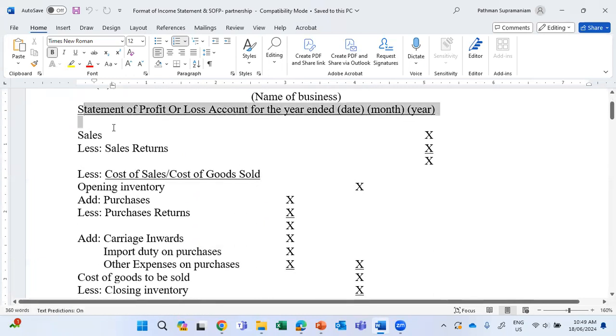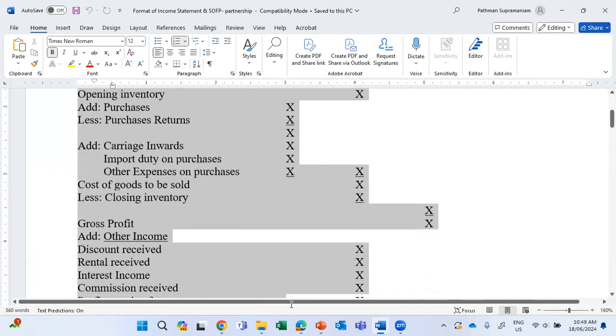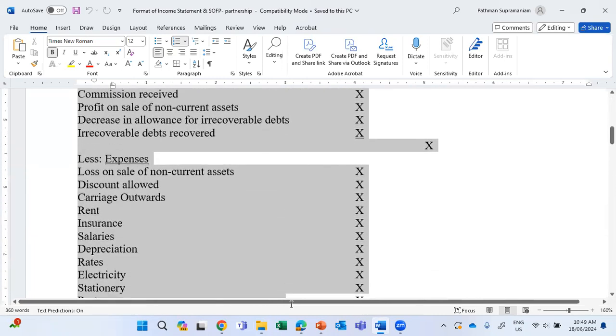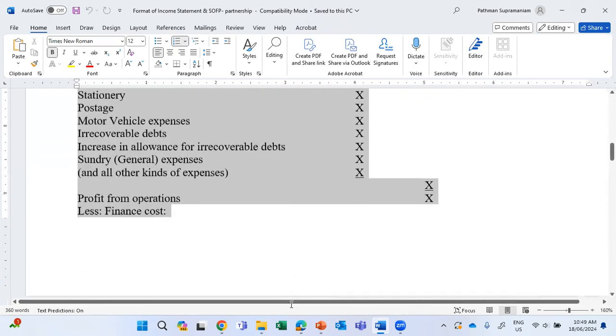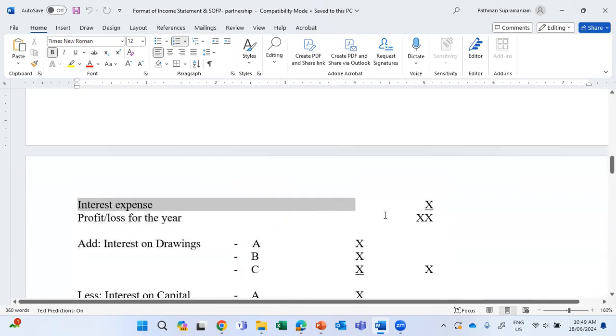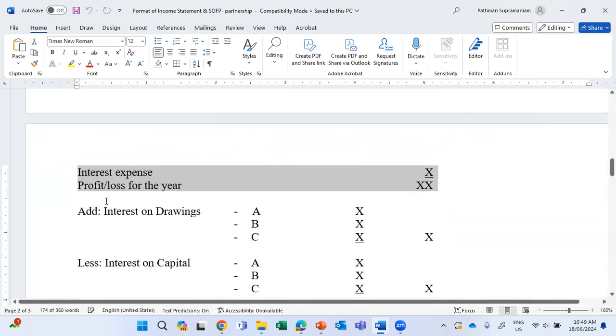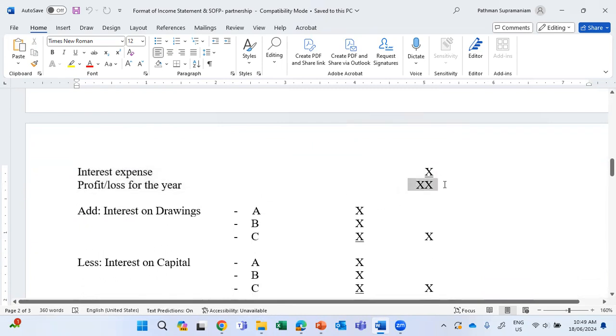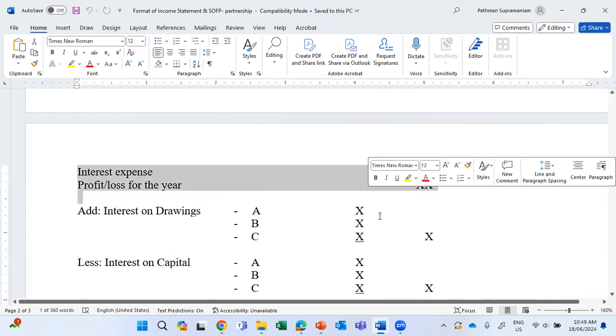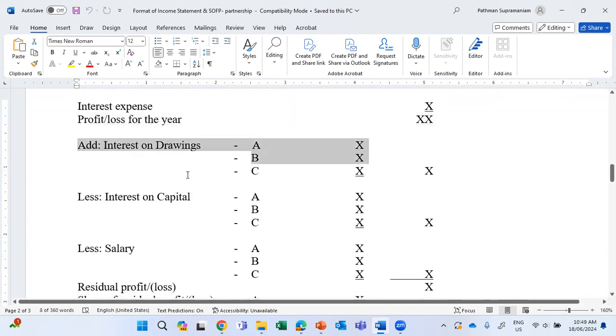Okay, so what you're seeing here is the same as a sole trader. Everything is the same up to the point of profit or loss for the year. For a sole trader, it stops here, isn't it? And after you calculate the profit or loss, you will take this figure to the SOFP, right? But you do not do that for a partnership. After you prepare this, we need to prepare this.